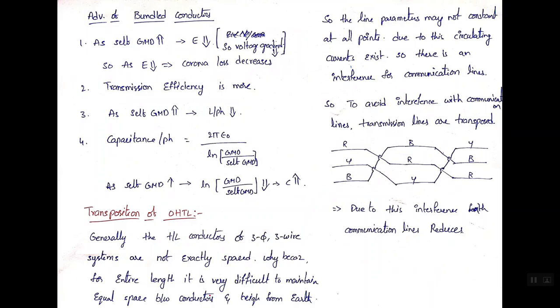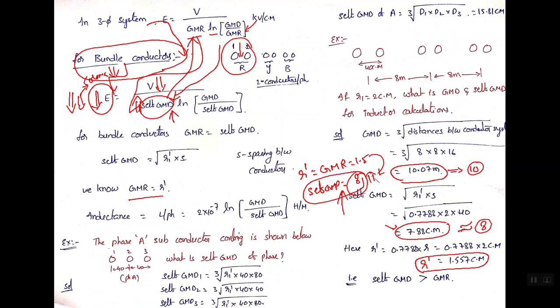The next one: what are the advantages of this bundle conductor system? As self GMD increases, E decreases, which means corona loss decreases, that is, the voltage gradient also decreases. If the losses decrease, efficiency is higher. And as self GMD increases, what happens to inductance? That value will decrease.